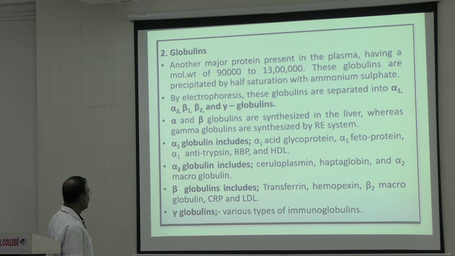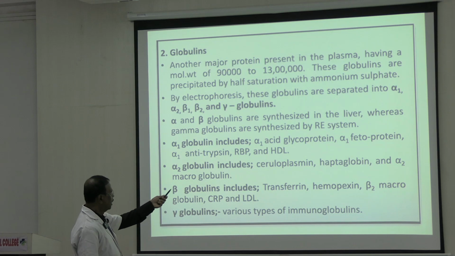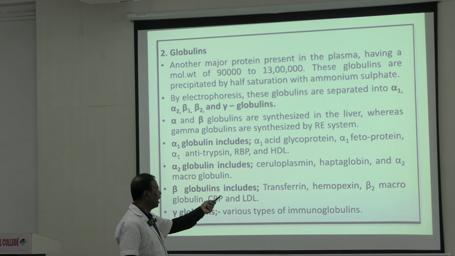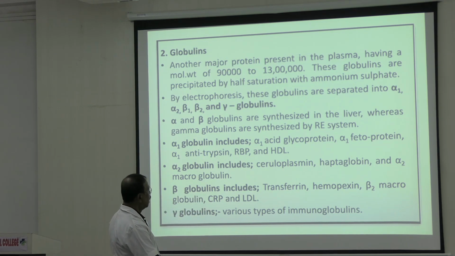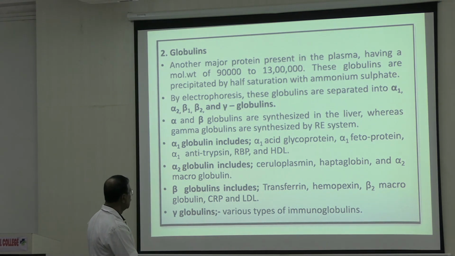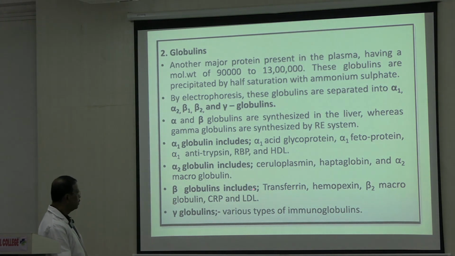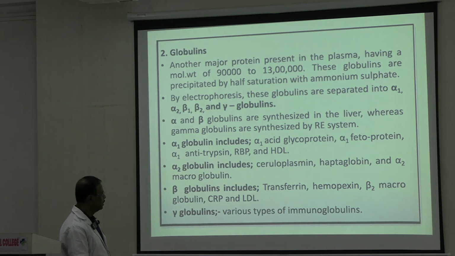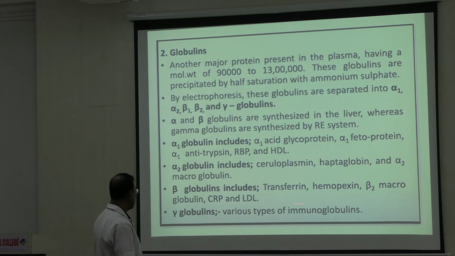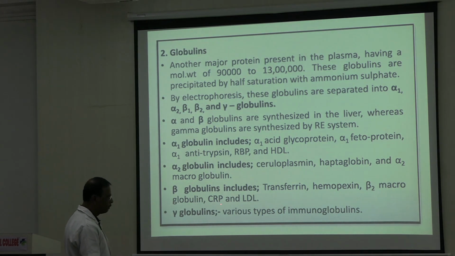Then alpha 1 globulins: alpha 1 acid glycoprotein, alpha fetoprotein, alpha 1 antitrypsin, retinol binding protein, HDL. Alpha 2 globulins: ceruloplasmin, haptoglobin, and alpha 2 macroglobulin. Beta globulins include transferrin, hemopexin, beta 2 microglobulin, CRP, C-reactive protein, and LDL. Gamma globulins are the different immunoglobulins.